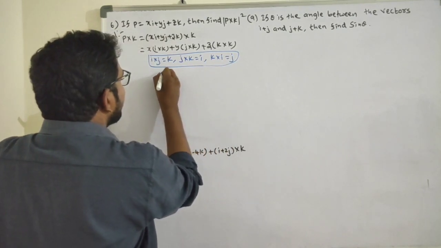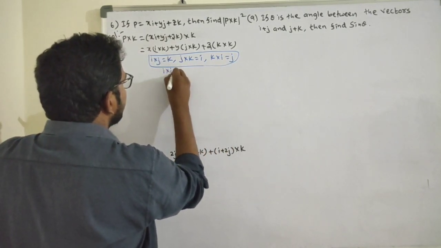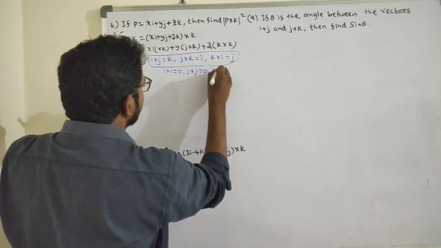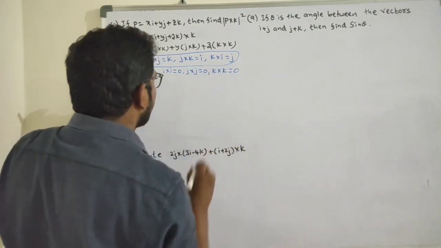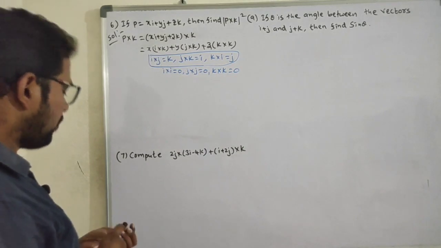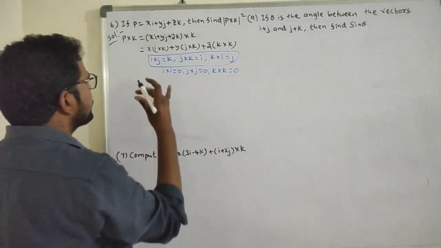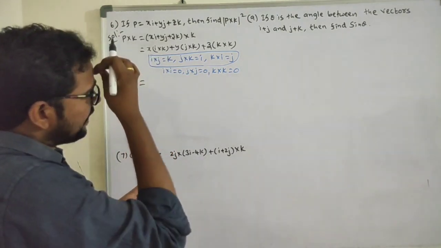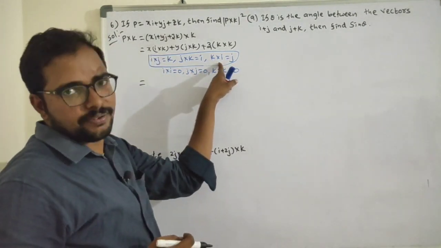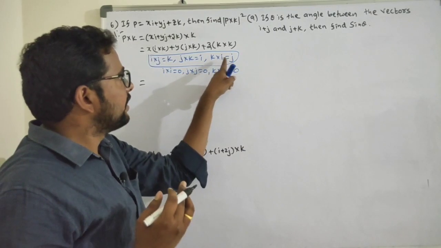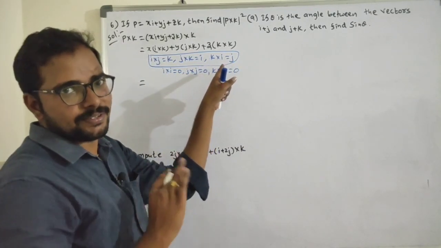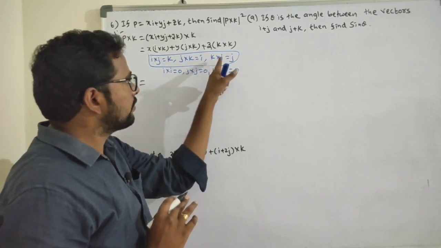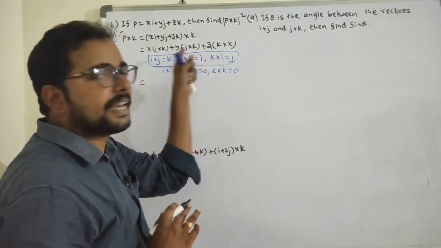I cross I is equals to 0. J cross J is equals to 0. K cross K is equals to 0. Now apply these conditions. I cross K is equals to, what is I cross K value? We know K cross I value. K cross I value is J. I cross K is minus J, because it is the reverse. K cross I is equals to J, so in reverse it is I cross K is equals to minus J.